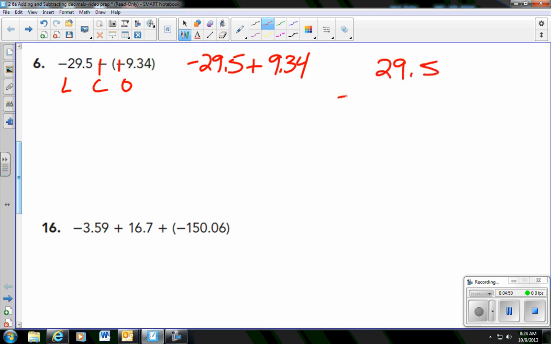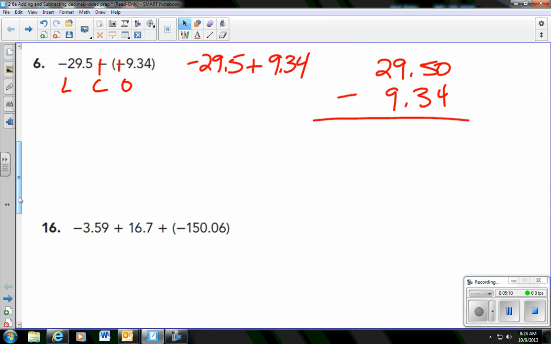So 29.5 minus 9.34, subtracting their absolute values. Fill in the empty spot above the 4 with a 0, and we do our subtraction. So we borrow from the 5, it becomes a 4. That becomes a 10. 10 minus 4 is 6. 4 minus 3 is 1. Bring our decimal straight down. 9 minus 9 is 0, and that would be a 0 there. 2 minus 0 would be 2.